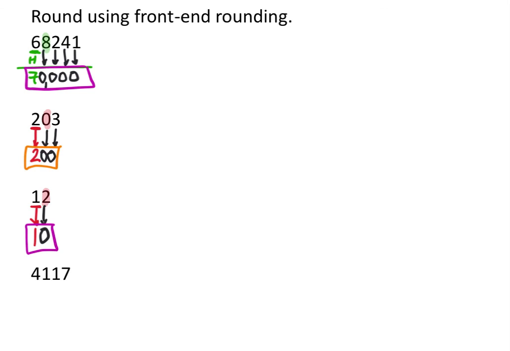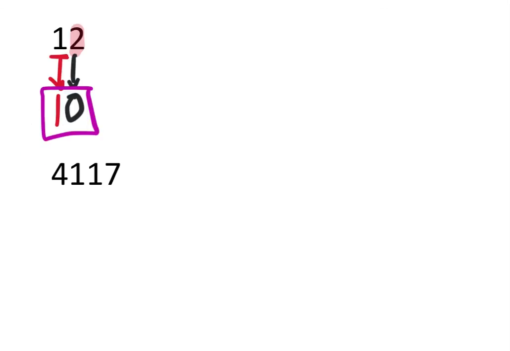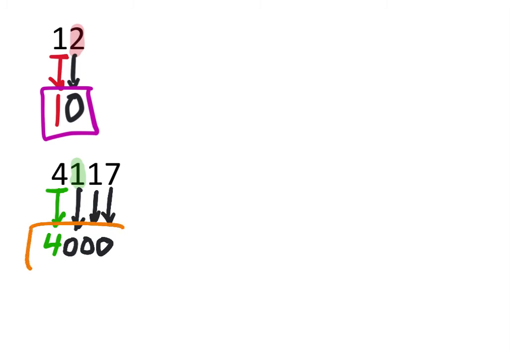30 seconds, go. So 4,117, I'm going to look at its front end, which is the 4. That's in the thousands place value. To the right, I got a 1. And since it's less than 5, that 4 in the thousands place value, the front end, is just going to stay a 4. And then all the other place values become zeros. So 4,117, front end rounded, is 4,000.